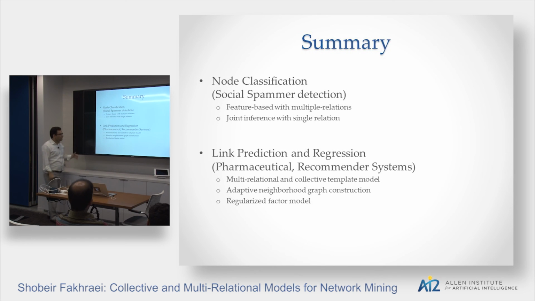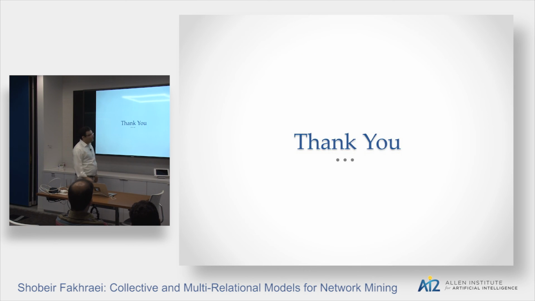And we proposed a multi-relational and collective template for link inference. We used multiple similarities on it and showed joint inference matters on it. And then we talked about adaptive neighborhood graph constructions for this model to fetch similarities based on the state of the model. And then at the end, we talked about a regularized factor model that could actually help with factor models. All right, that's all.